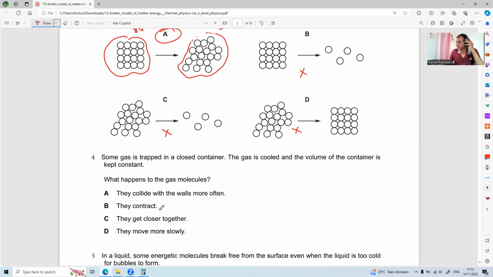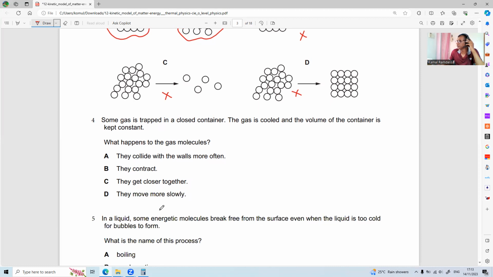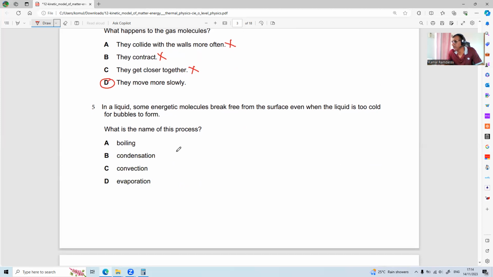Some gas is trapped in a closed container. The gas is cooled and the volume of the container is kept constant. Okay, what happened to the gas molecules? They cannot collide with the walls more often because when cooled the kinetic energy will decrease. Okay, they contract? They can't contract. They get closer together? Et non, parce que they are in a fixed volume. They are still a gas. Okay, they move more slowly. Ça c'est la réponse.